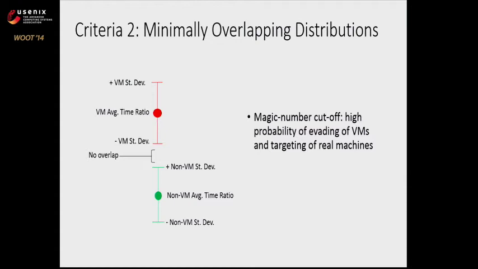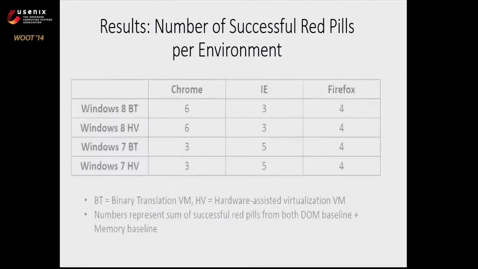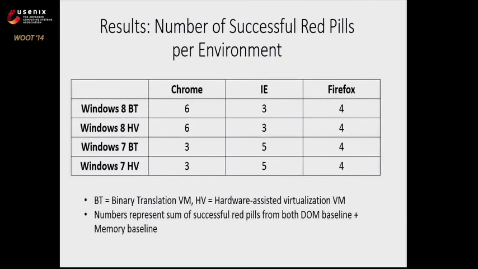And in essence, what this allows an attacker to do is say, I have a visitor's timing measurement now. Is this visitor's timing measurement within 1 standard deviation of the real machine's average timing ratio? If it is, then we can sort of conclude that the visitor is a real machine and serve our malicious content. And so based on this criteria, what were successful red pills?